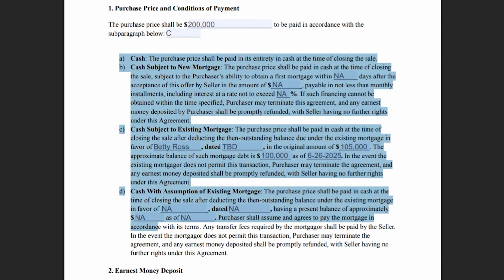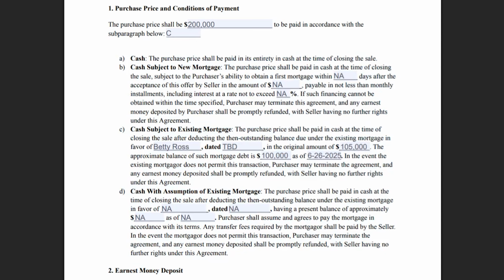All these lines right here are just how you're going to pay for it. So if you were paying cash, you would do item number A here, and this wouldn't change. If you're paying $200,000, you're paying $200,000. If you're getting a new loan, like a hard money loan, you would just fill this out, and you would say you're going to get a mortgage within 15 days, and you're going to set it in the amount of, let's just say you want a full loan.